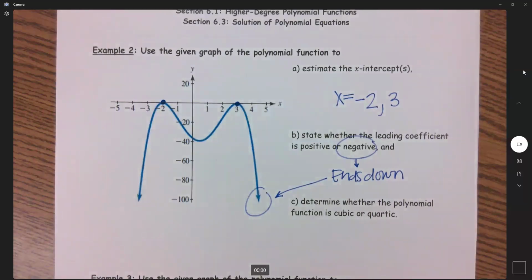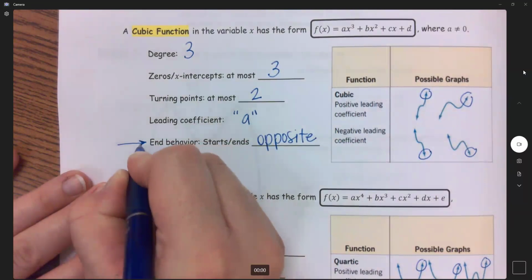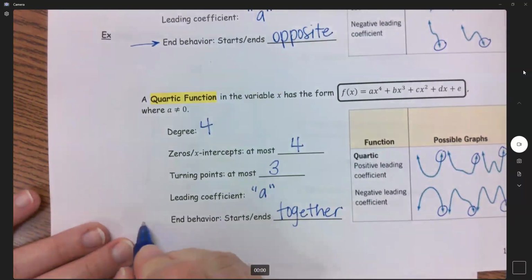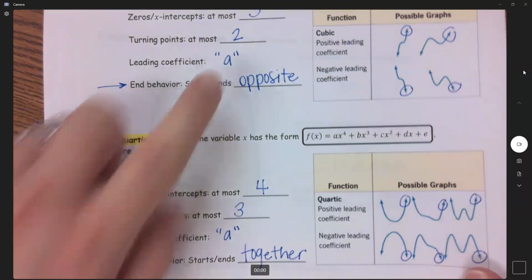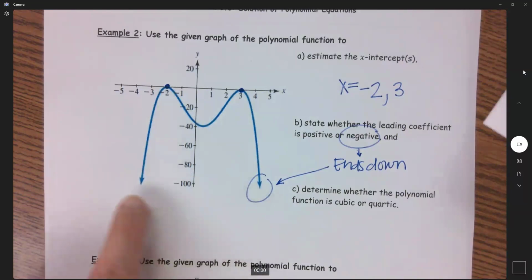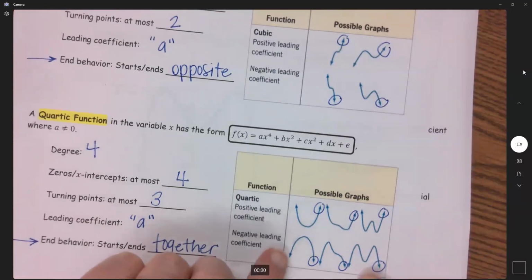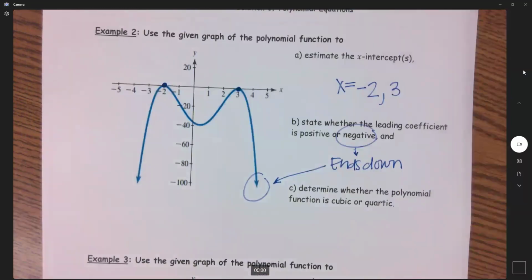And then determine whether the polynomial function is cubic or quartic. Okay, and to be able to tell the difference, we're looking at its end behavior. Does it start in opposite directions or does it start and end together? And this one both starts and ends down. It looks very similar to this one right here. So this one would be a quartic.